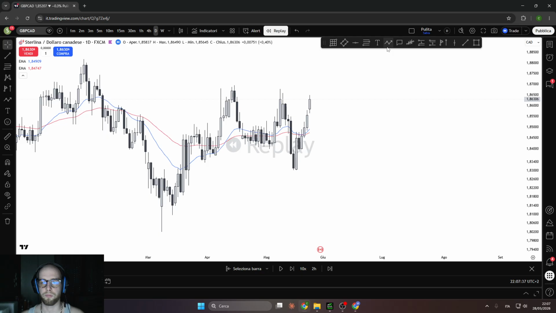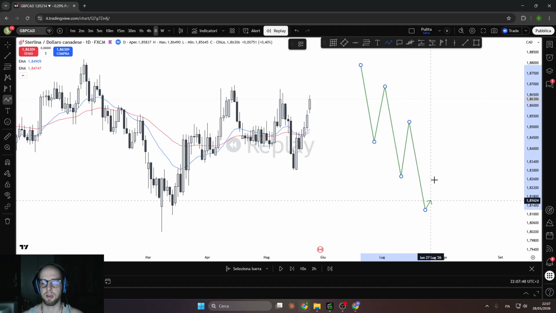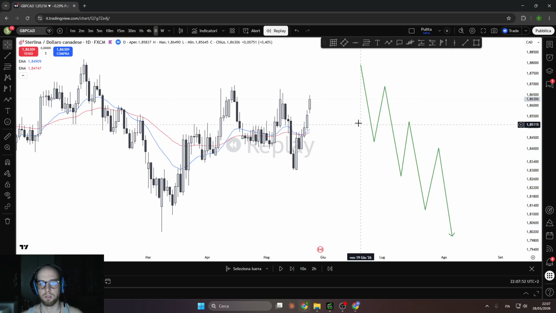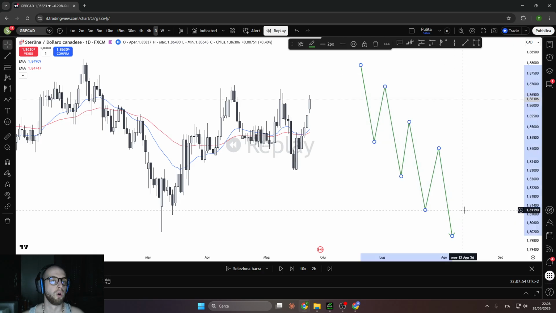If price is going down, it will look something like this. Price expands on the downside, retraces up, expands down, retraces, expands. This is a downtrend. That's all price does.